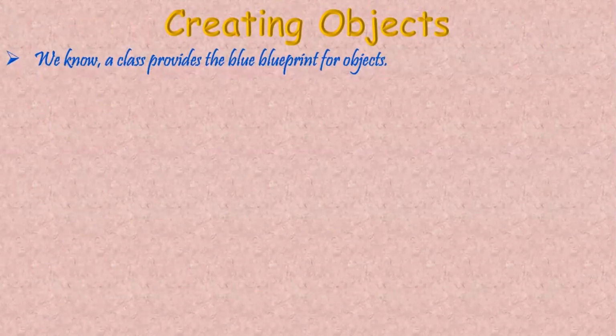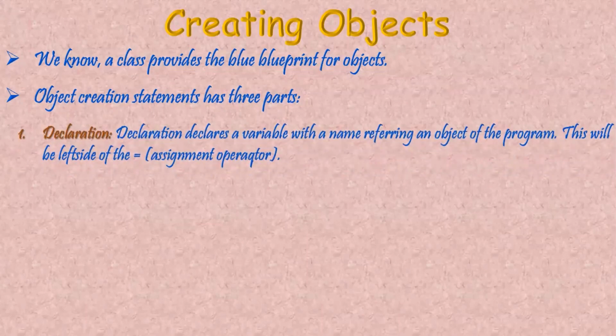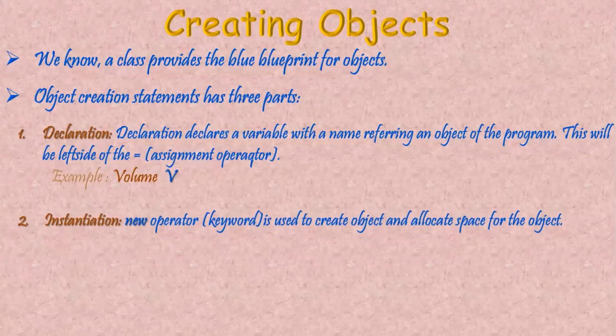Creating objects. We know a class provides the blueprint for objects. Creating an object has three parts. First one is declaration. Declaration declares a variable with a name referring to an object of the program, and this will be the left side of the assignment operator. For example, Volume V. Here V is an object of class Volume. The next one is instantiation. On the right side of the assignment operator, the new operator is used to create the object and allocate space for it. For example, new Volume(). Creating an object is creating an instance of a class, so it is named instantiating.